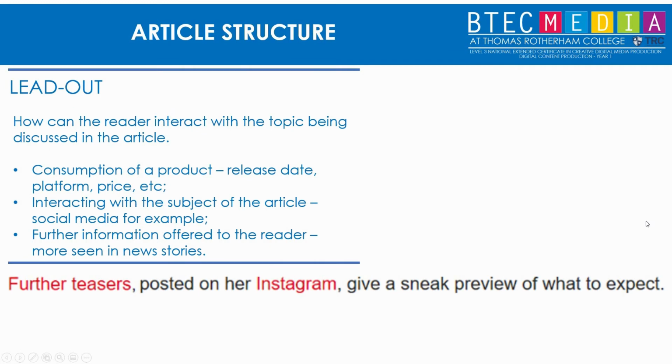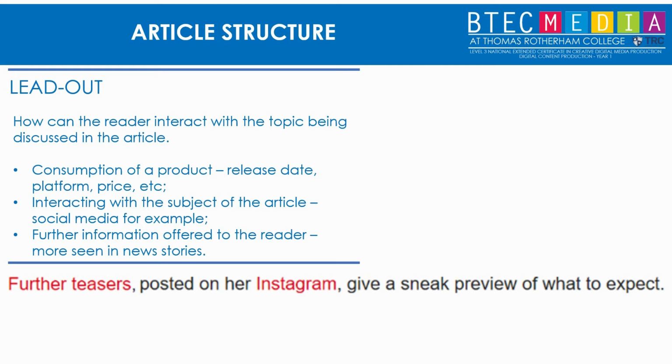And finally, you've got the lead out. Now the lead out is very, very common, especially in things like promotional writing. But the lead out is essentially how can the reader interact with whatever the article is about. That can be about literally anything. If the article is about a product, it could be how can the reader consume that product.